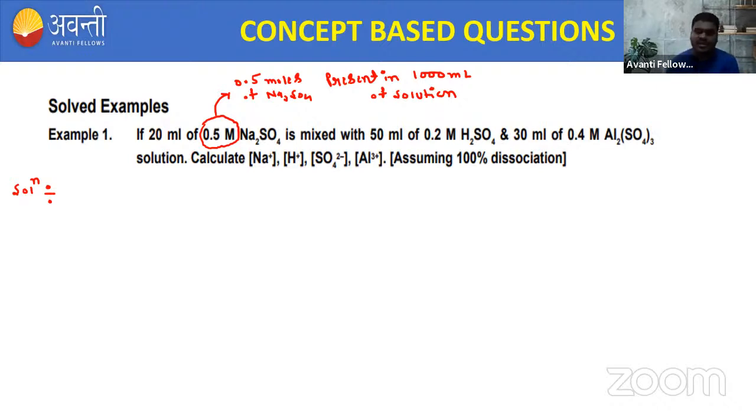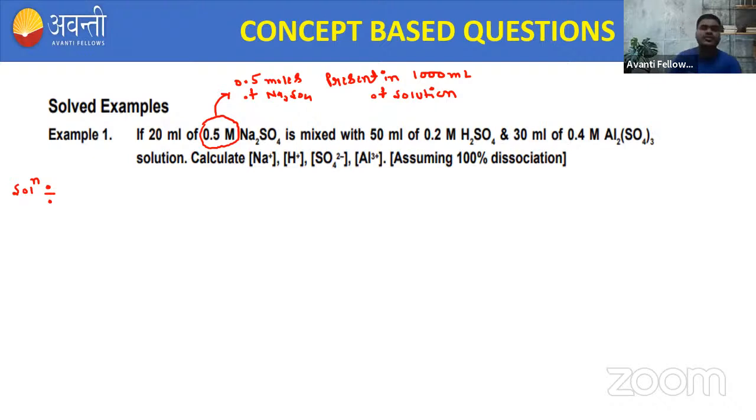Instead of 0.5, if it is written as 2M, what do you mean by this term 2M? 2M is nothing but 2 moles of sodium sulfate present in 1 liter, or we say 1000 ml of the solution. So this is very much clear, right? This thing you need to remember, right?